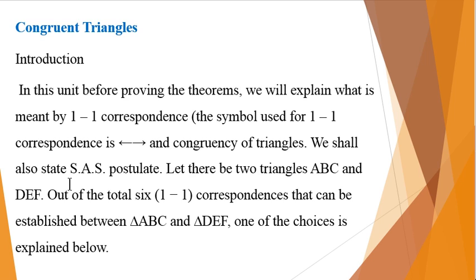We shall also state the SAS postulate. SAS is the full form of side angle side postulate. Let there be two triangles ABC and DEF. Out of the total 6 one-to-one correspondences that can be established between the triangle ABC and the triangle DEF, one of the choices is explained below. Before starting this, I want to explain the meaning of that total 6 correspondence.